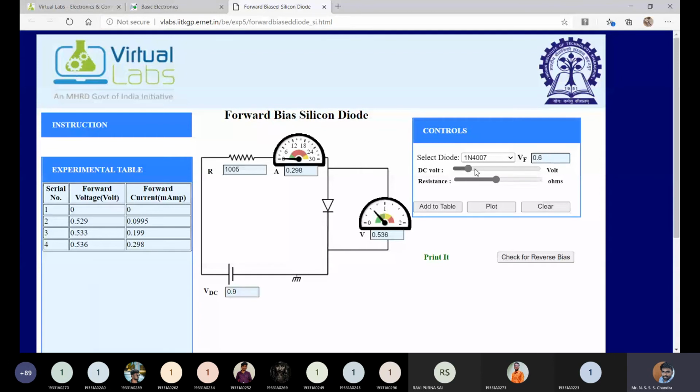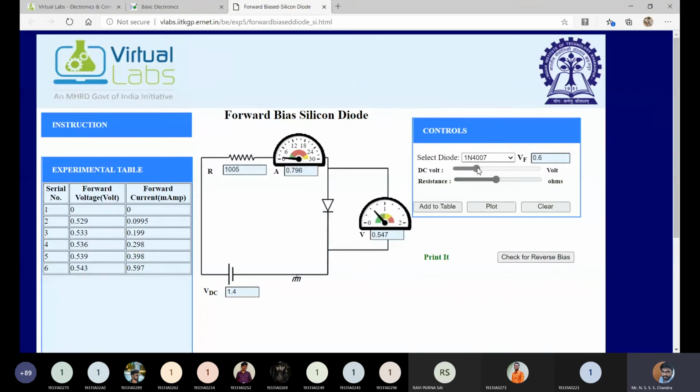So let us take some instance. Let us consider 1 volt. Again, we'll add to the plot. It's 0.539, it is 0.398. Now I'll make it 1.1. Okay, at 1.2 I'm going to take. At 1.2 it's again 0.543.